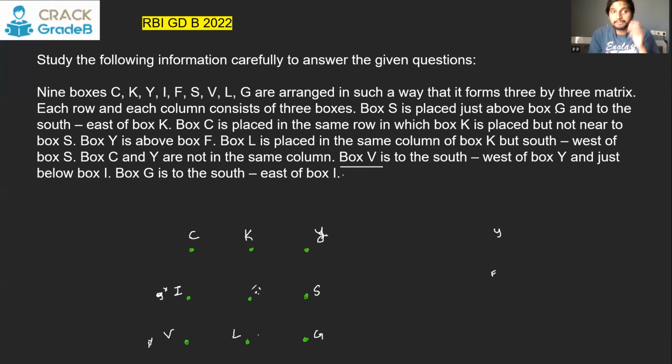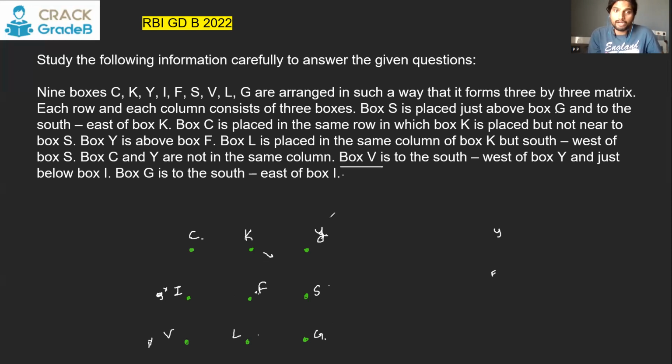And only one box remains. And that box has to be the remaining letter, that is F. This has to be F. So in this way, if you write, everything falls into place. Let's do one tally again. Box S is just above G. So S is above G, fine. And to the southeast of K. Southeast of K, fine. Box C is in the same row with K, but not near S, fine.